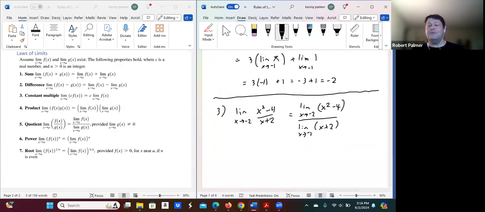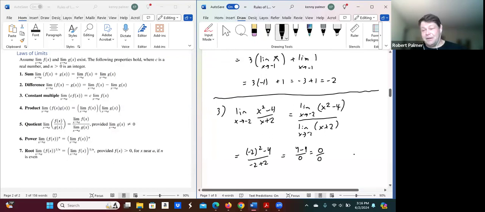Okay, let's plug in -2. Actually, both of these are polynomials, the top and bottom, so we plug -2 in. -2 squared minus 4 over -2 plus 2. And you probably see what's going to happen. This is going to be 4 minus 4 over 0. This is going to be 0 over 0. Now, technically, this is undefined.